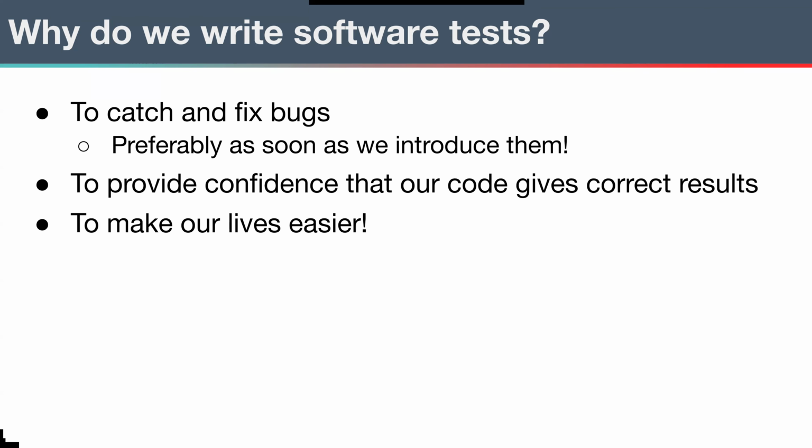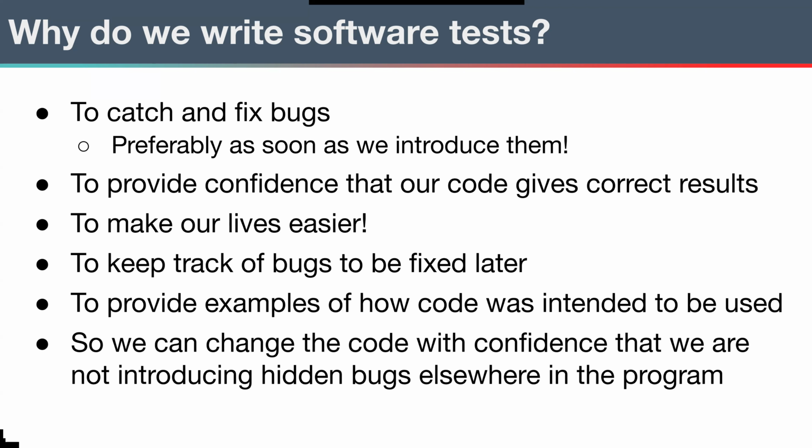There are also some other reasons to write software tests. Software tests can help us track bugs that maybe we don't have time to fix now, but we want to fix later. Software tests can also provide examples of how code that we wrote is intended to be used. So it can serve as a form of documentation, though not the primary form. And overall, the main reason why I write software tests is so that we can change the code with confidence that we are not introducing hidden bugs elsewhere in the program.